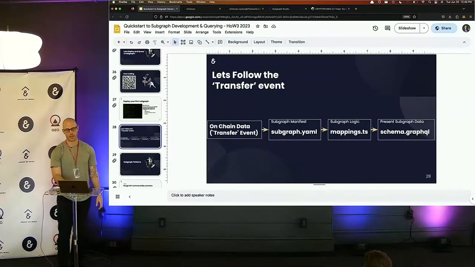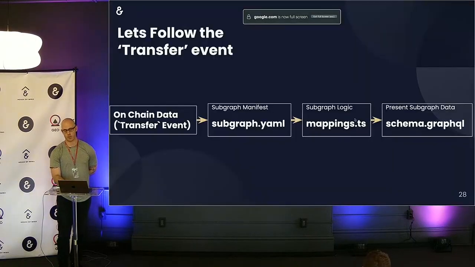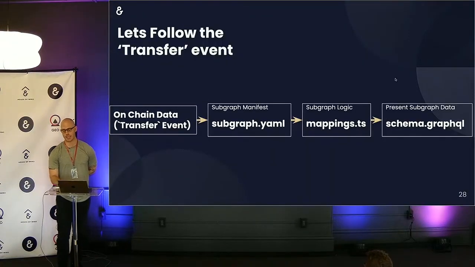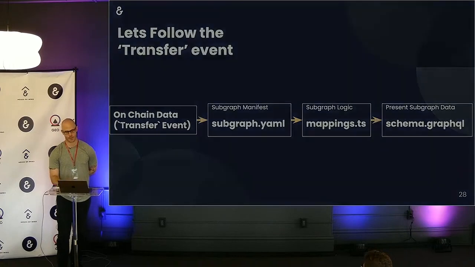We followed the transfer event. We had the on-chain data transfer event we're reviewing here. It is defined in the subgraph manifest. Let's make it bigger. Then the logic is done in the mappings, and then we are able to present that data in the schema.graphql and then query it.